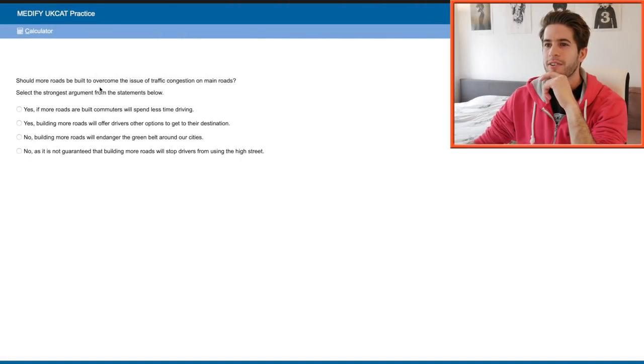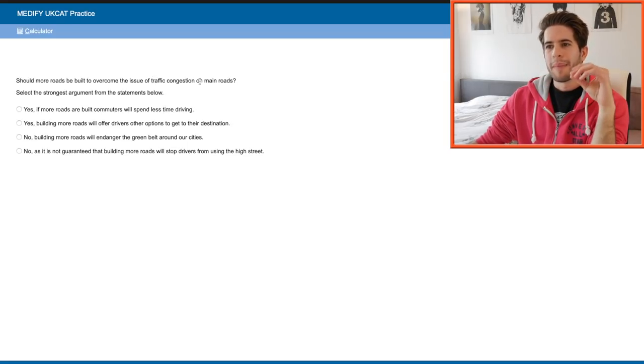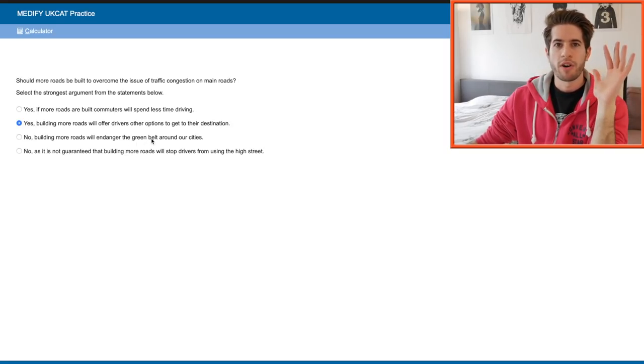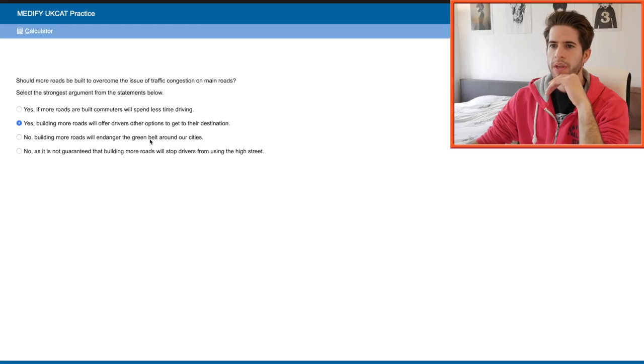Should more roads be built to overcome the issue of traffic congestion on main roads? Yes. If more roads are built, commuters will spend less time driving. Okay, fine, but it doesn't really tell me about traffic congestion on main roads. Yes, building more roads will offer drivers other options to get to their destination. Okay, so that suggests other options away from the main roads, so pretty good. No, building more roads will endanger the green belt around our cities. This is the first time we've heard of the green belt, so it's going to be a no. No, as it is not guaranteed that building more roads will stop drivers from using the high street. Again, kind of irrelevant to the statement here.